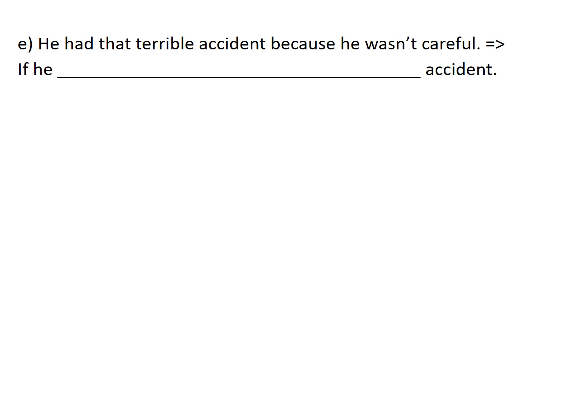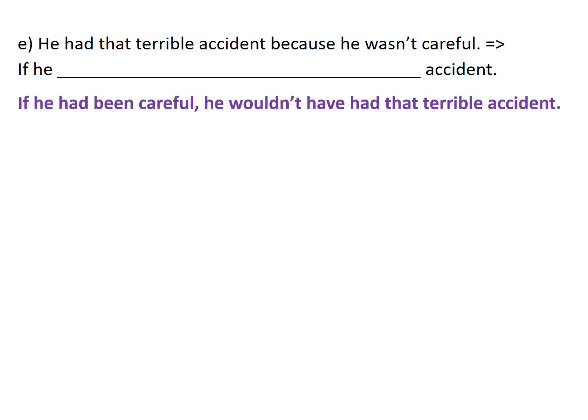He had that terrible accident because he wasn't careful. Pay attention to this. If you have the sentence in the past, I use automatically the third conditional. I can't use the second or the first, because the second and the first refer to the present or the future. Here I'm speaking about the past. So I have to say, if he had been careful, he wouldn't have had that terrible accident, because it's the third conditional.